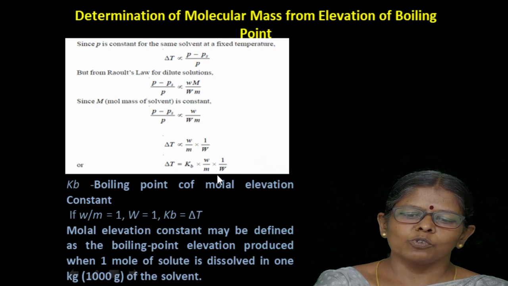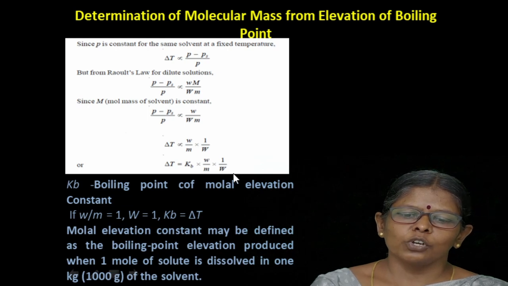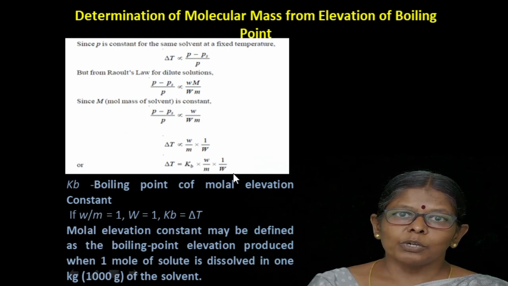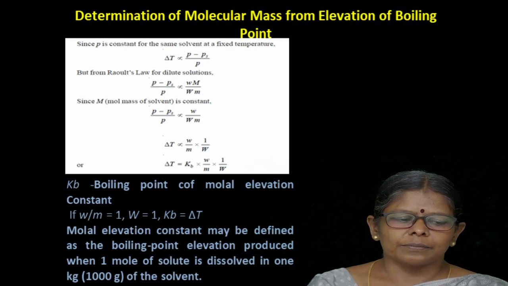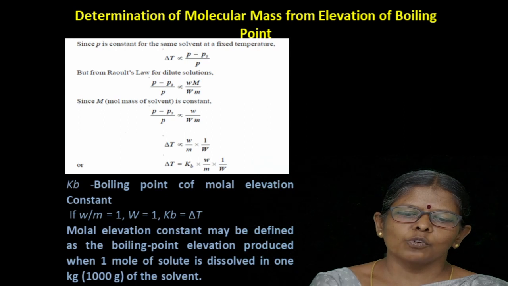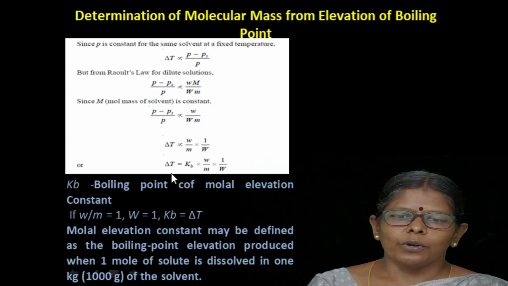That is, the number of moles of solute is equal to 1 and the weight of the solvent is also equal to 1. That 1 is nothing but 1 kg. Therefore, it can be considered as 1000 gram of the solvent. Therefore, the ebullioscopic constant is a constant which depends upon the elevation of the boiling point.